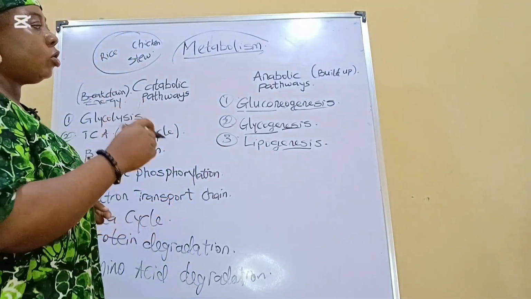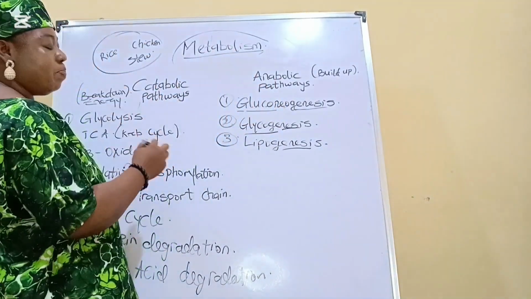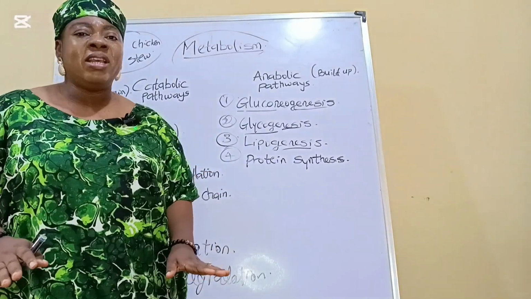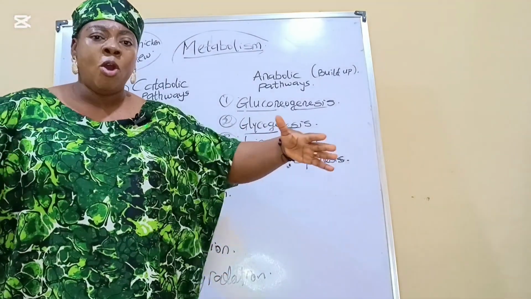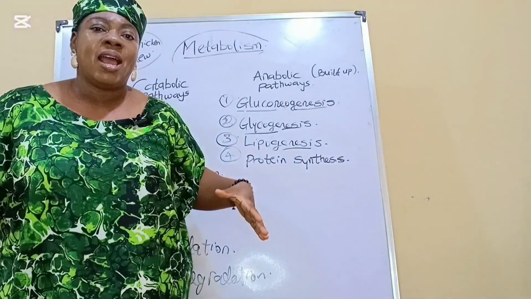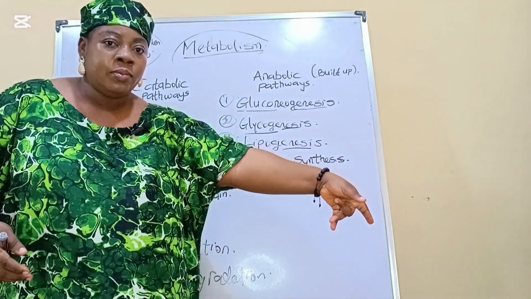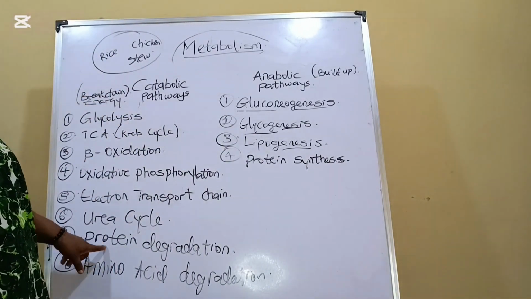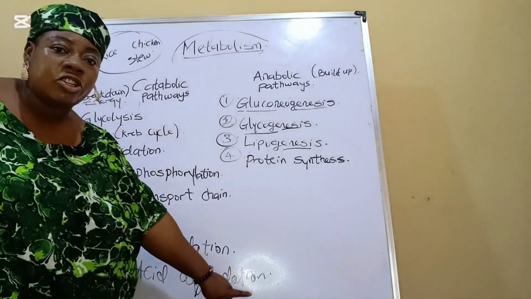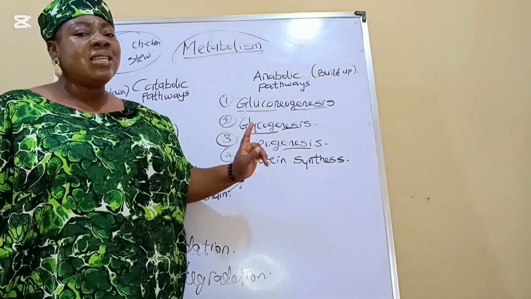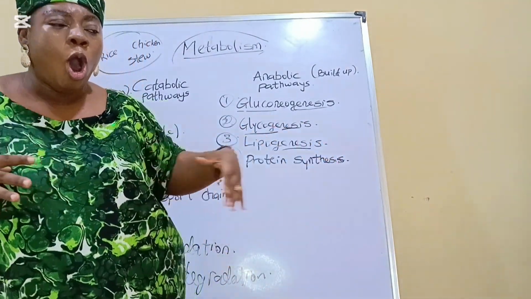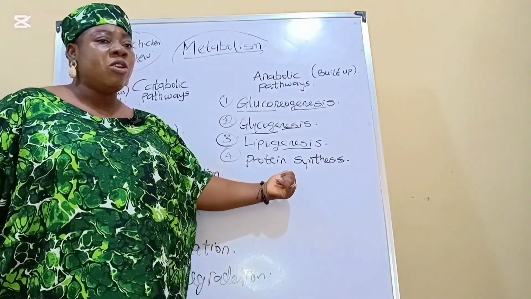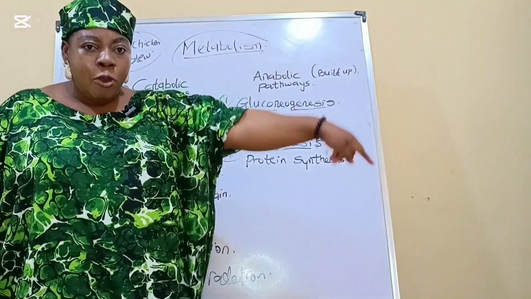Let's move on. Another pathway under anabolic pathway, protein synthesis. Here what happens is that there is assembling of amino acids together to give us protein. Remember that under our catabolic pathway, we have protein degradation, amino acid degradation. But here, in protein synthesis, we are assembling all those amino acids together to give us protein. So the product we are building up here is a new protein.